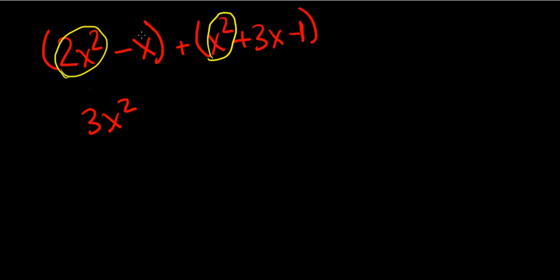Now if we look back, we see that we have a negative x and a plus 3x, which are like terms again. So we can combine them, and that would give us a plus 2x. And then we just have to add the negative 1 onto the end, because that's as far as we can simplify it, and that would be your final answer.